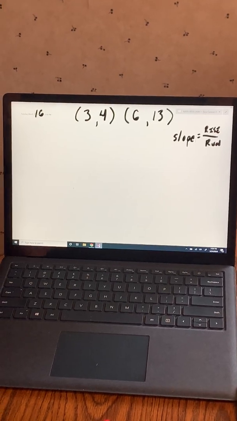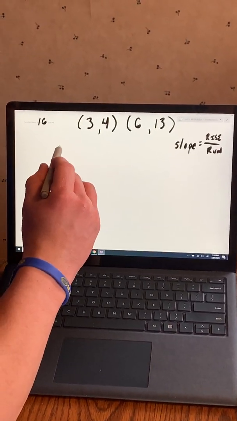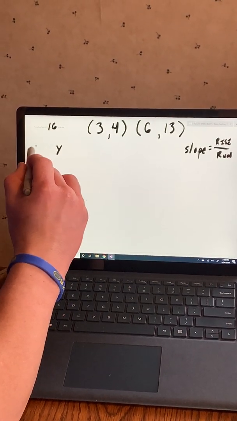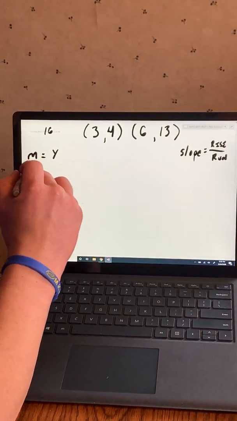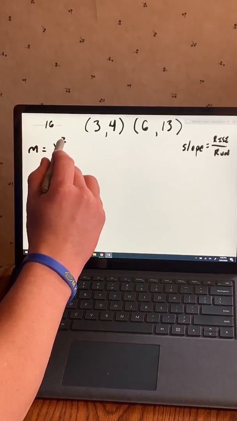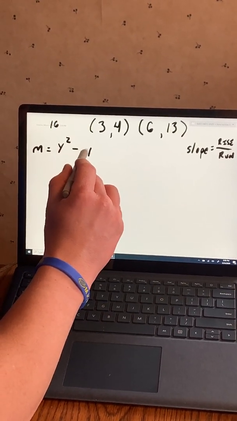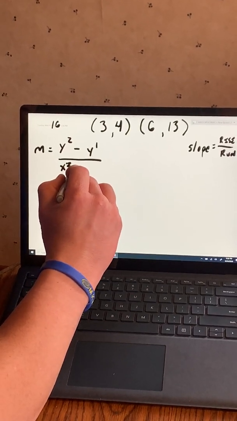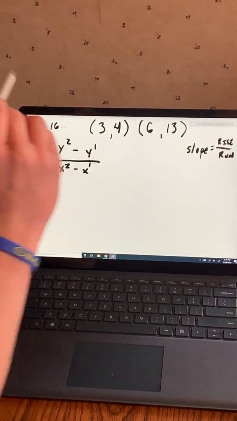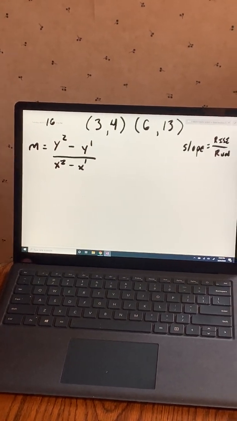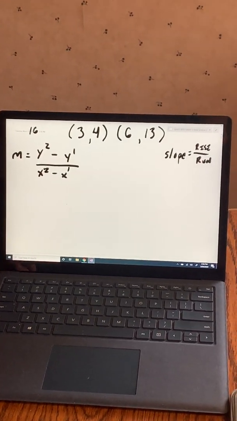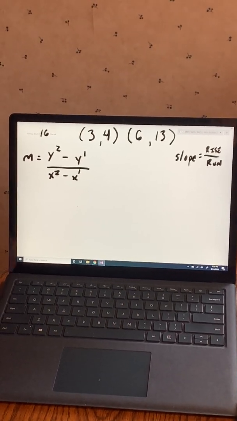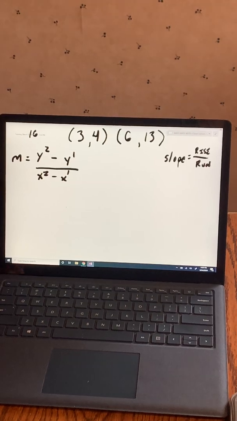First and foremost, the slope formula that we'll need to use is m, because that's what stands for slope, equals y2 minus y1 over x2 minus x1. In this problem, just like in problem 16 in the unit, you're given 2 points. So with those 2 points, you need to designate what your y1 and your y2 and your x2 and your x1 are.